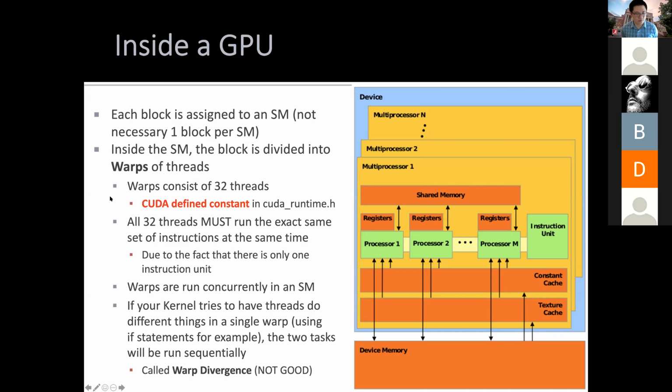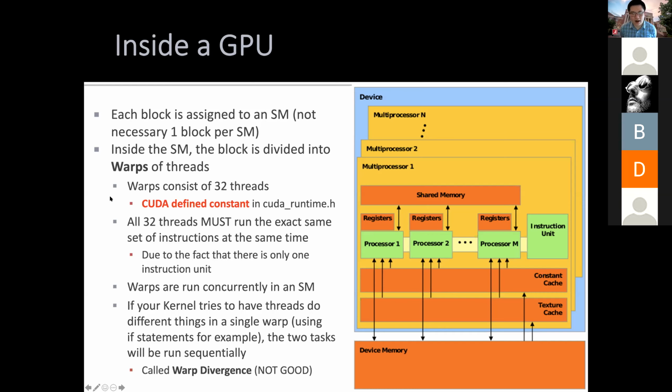So no matter which version of the GPU device you are using, a warp is always 32 threads. This is a really important concept for warp. People usually talk about, oh, your code has some divergence, and it's on the warp level, right? Each 32 threads must run exactly the same set of instructions at the same time, due to the fact there is only one instruction unit. And the warps run concurrently in an SM.